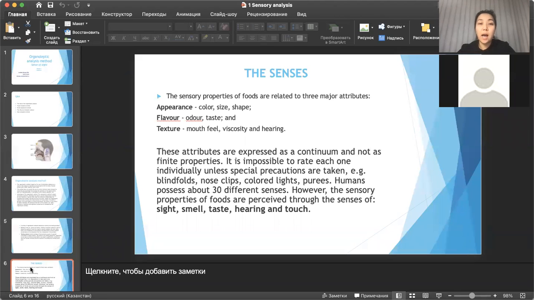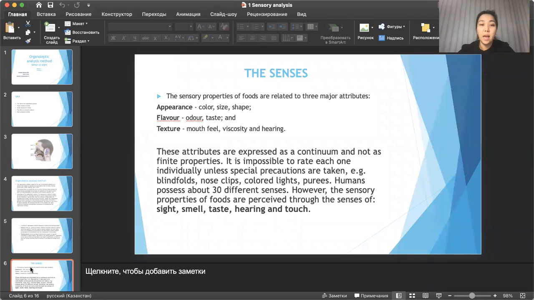Attributes are expressed as a continuum and not as finite properties. It is impossible to rate each one individually unless special precautions are taken, for example, nose clips, colored lights, and purees. Humans possess about 30 different senses, however the sensory properties of food are perceived through the senses of sight, smell, taste, hearing, and touch.